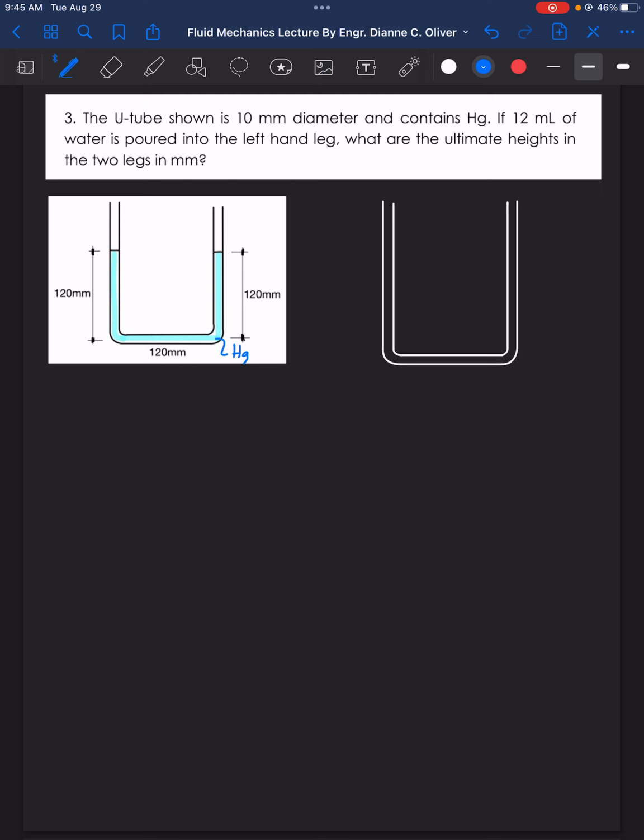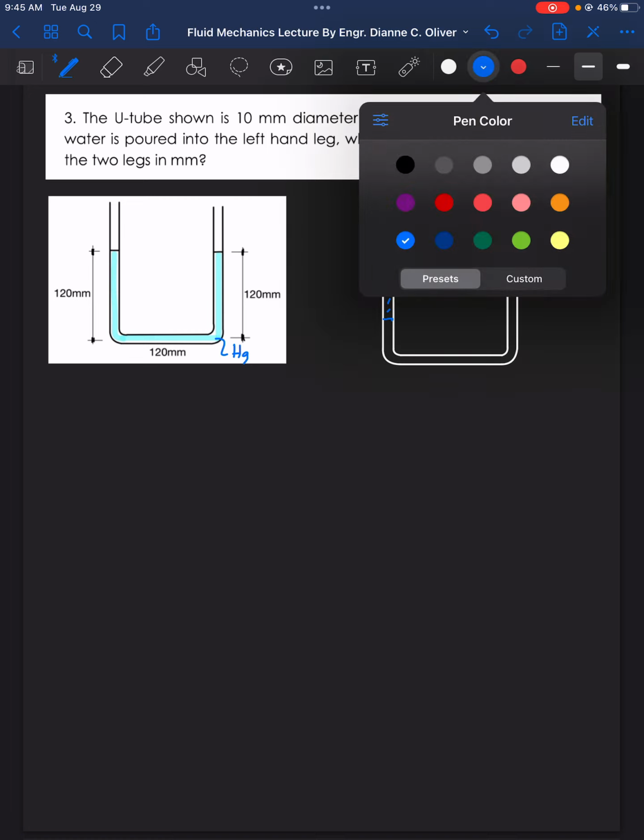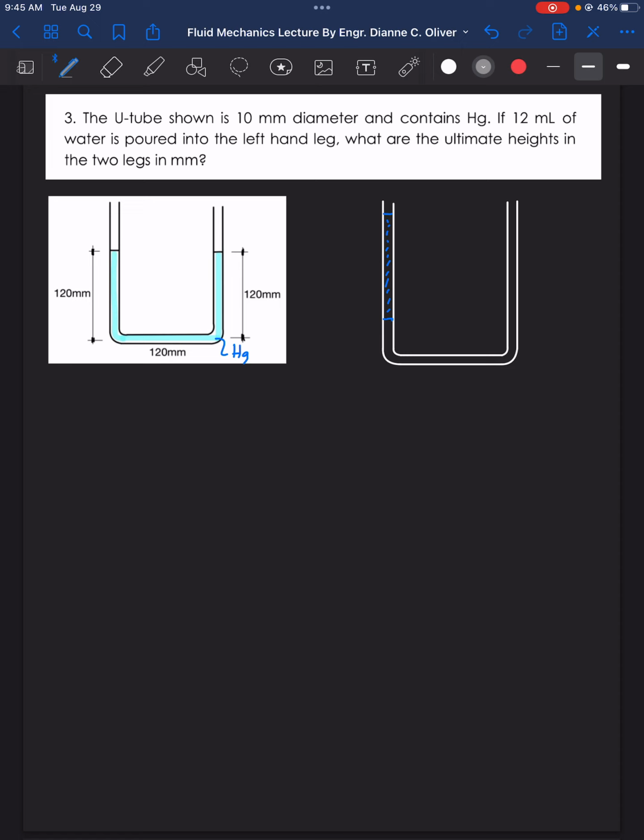So what will happen here is that there is water being introduced into this tube. If you pour in water, let's pour the water here. What will happen at the left side? If we pour water in the left hand leg, what will happen to the mercury? It will be pushed to the right side. So this is your mercury now.